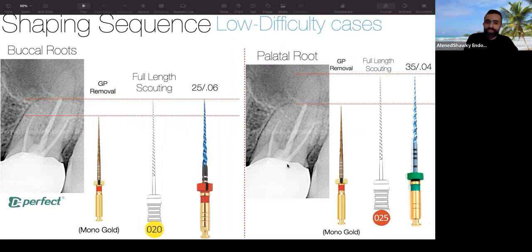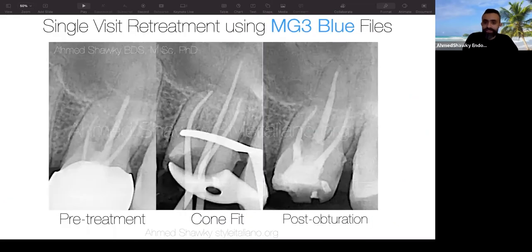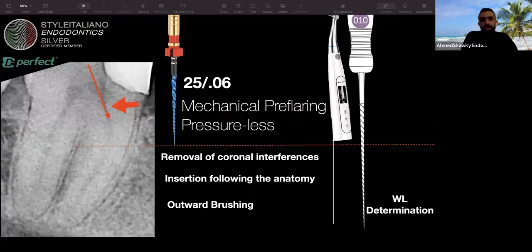So I just performed full length scouting, and using reciprocation motion, I take the 2506 down the root canal in a single length stroke. The same here, but for the palatal root. The palatal root was very wide and similar to the case that I showed you in the beginning, just a single length down the root canal in reciprocation, case closed. And here is the ComFit and the post-op radiograph.